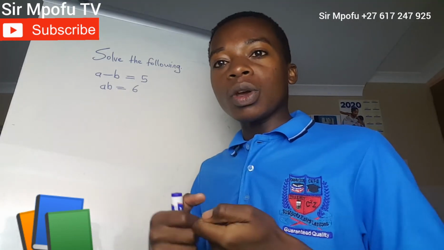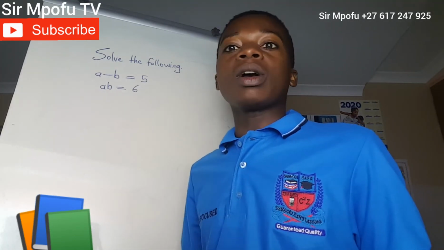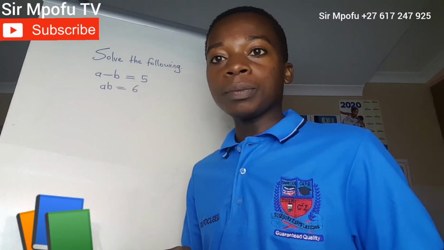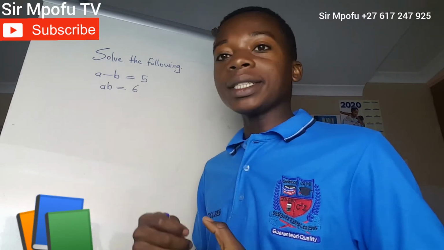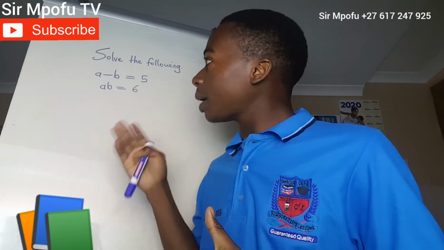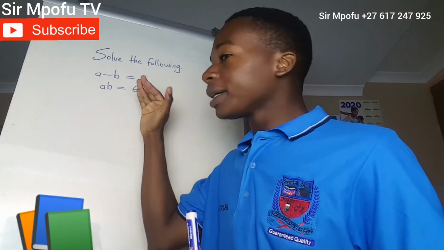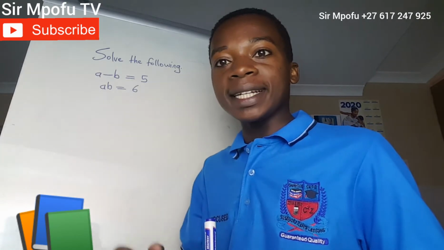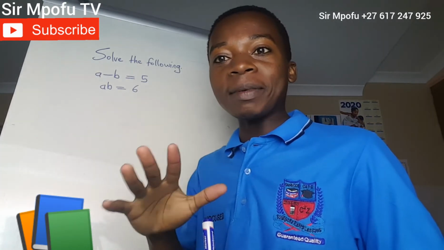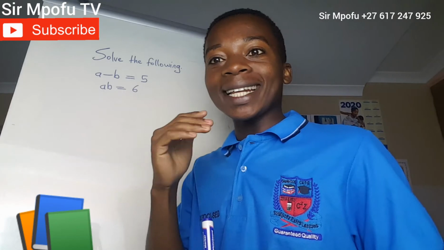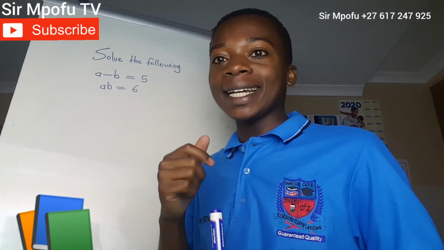Remember, as I always tell you, each and every mathematical question can be proved. After we get our values, I'm going to substitute the solutions, and then the right hand side must be equal to the left hand side. As I told you, an equation is a statement of equality which shows that the right hand side is equal to the left hand side.